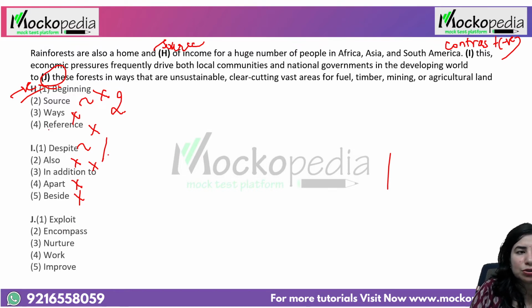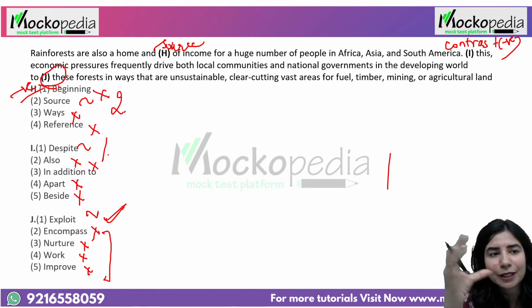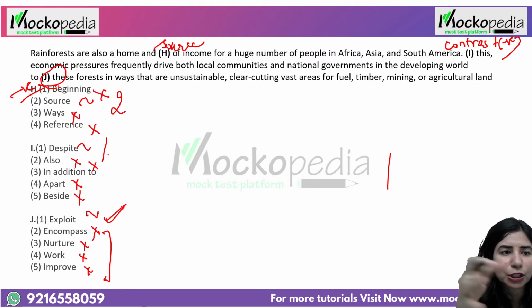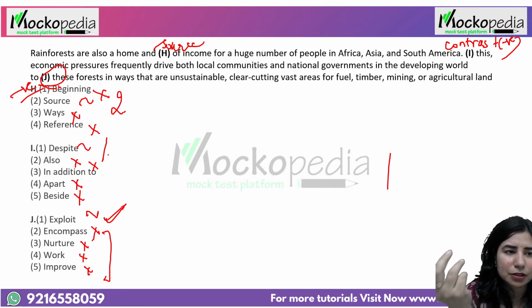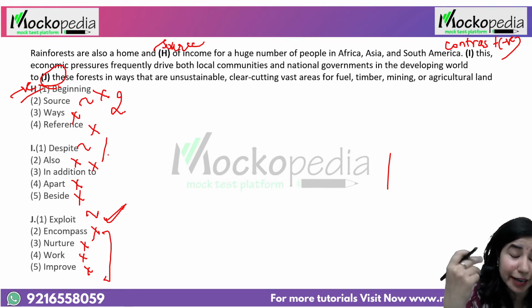Now let's come to this. So matlab aap kya kar rahe ho, inko exploit kar rahe ho, right? Negative word. So we can keep this aside: encompass, nurture, work, improve are positive words. So we would want a negative word here. So one will be the answer. Read it again so that you're sorted, because for this you needed to interpret the entire thing, then only you'll be able to reach the answer for the first one. That is the reason I would request you to read it, assess it, make sense, and you will be able to see how the flow is happening. Then we are going to proceed to the next set.